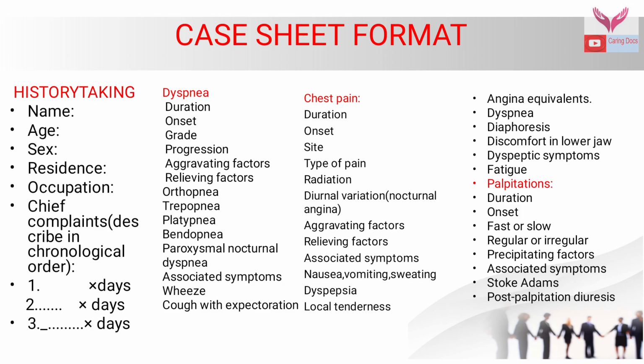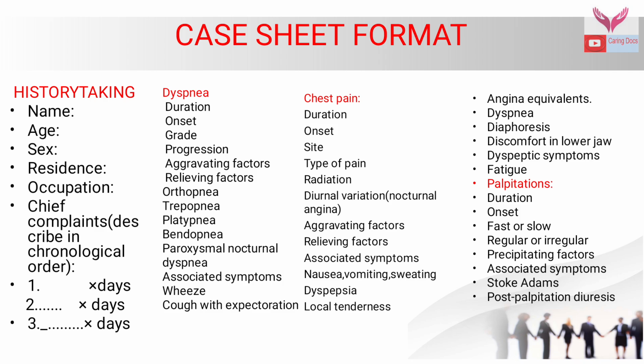This is the case sheet format for taking the proper history in a case of cardiovascular system involvement. In history taking, we will write down his name, age, sex, residence, occupation, chief complaints. Chief complaints are described in chronological order, numbered 1, 2, 3.